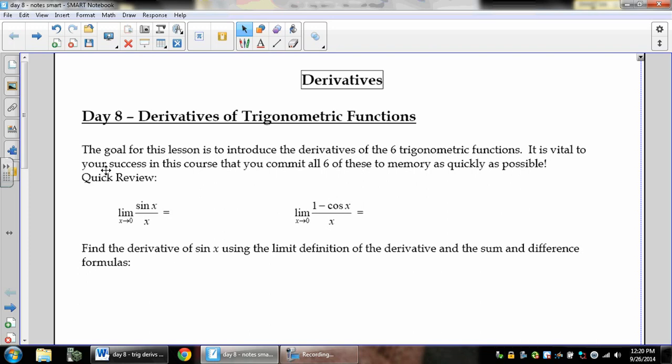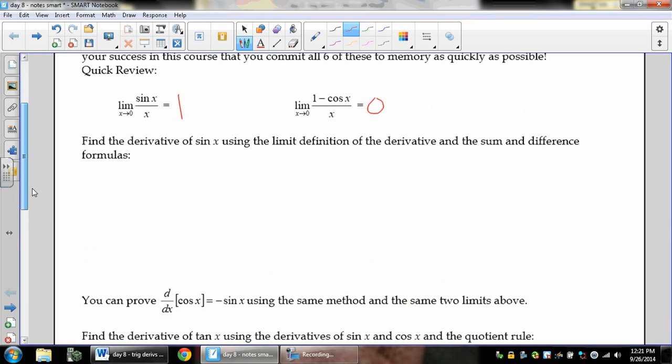So, first things first. Quick review of limits here. We have the limit as x approaches 0 of sine x over x, and that goes to 1. And then we also had the limit as x approaches 0 of 1 minus cosine x over x, and that goes to 0. And we're going to need that as we go through and evaluate these derivatives.